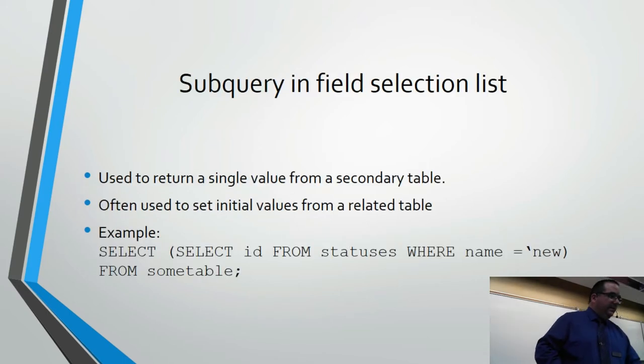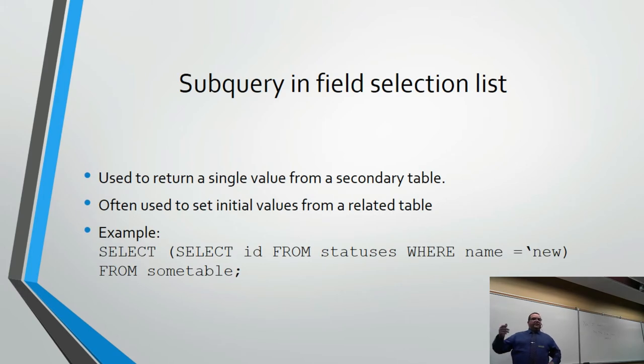Okay. I'm going to get rid of the subquery in a field selection list. And there is a typo on my slide. Damn it, Jim. Not Jim, wherever you are, if you're here. But yeah. Okay. When you use a subquery as part of a field selection list, you're using it to return a single value from a secondary table. It's often used to set initial values from a parent table or a reference table.